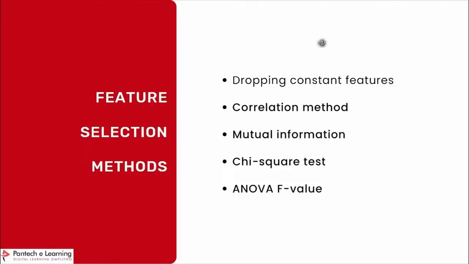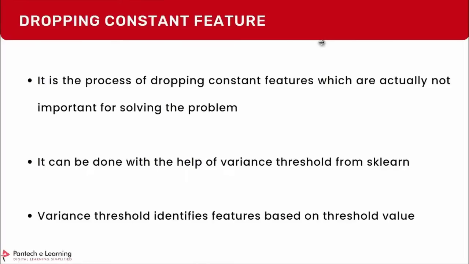We'll start with the first method in our feature selection, which is dropping constant features. It is the process of dropping constant features which are not important for solving the actual problem. A feature should be linked with your target, and it should have some change that determines whether it's actually a feature or not.